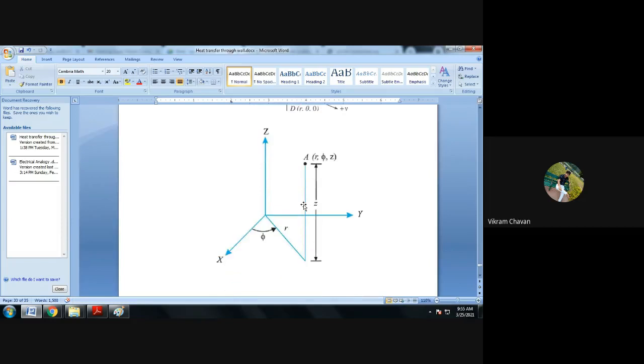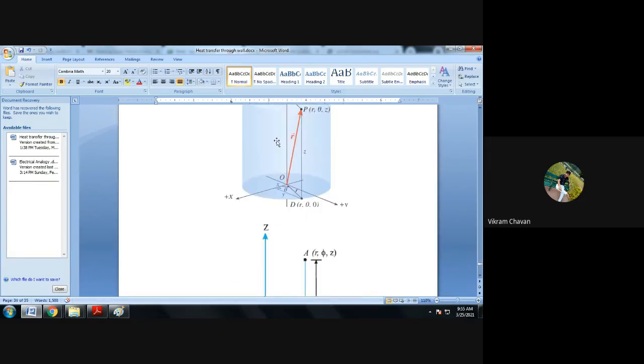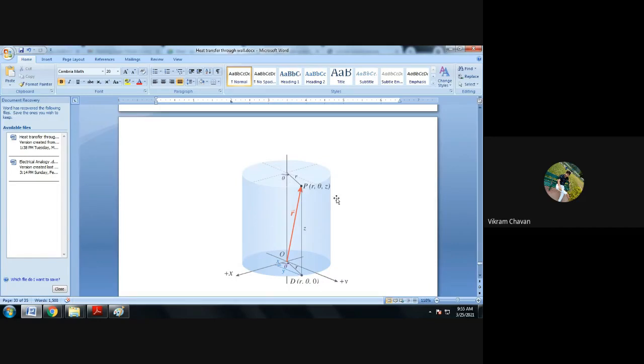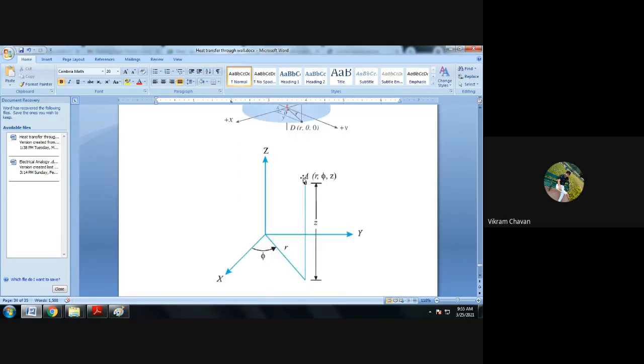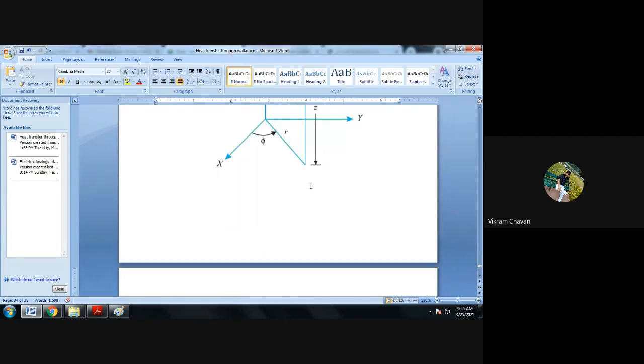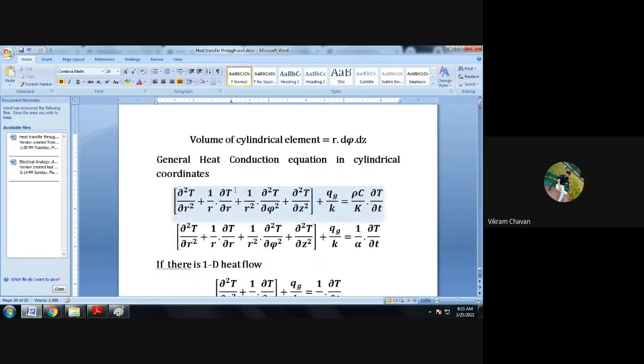Okay, then we have discussed this general diagram. By removing this particular cylinder, we have discussed how to locate a point in a cylindrical coordinate system. Now we have discussed the general heat conduction equation in cylindrical coordinates. So we have to consider the general three-dimensional equation in a cylindrical coordinate system.